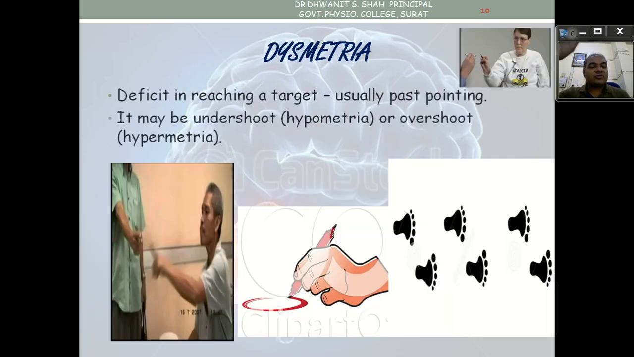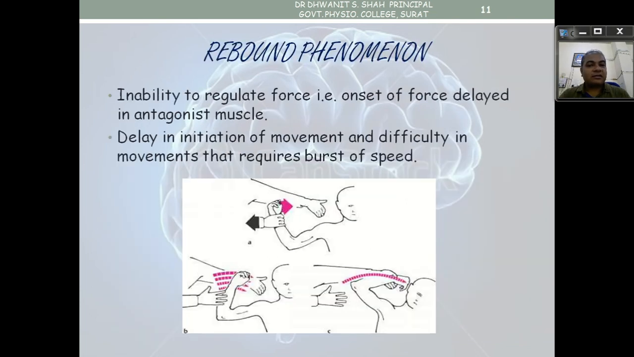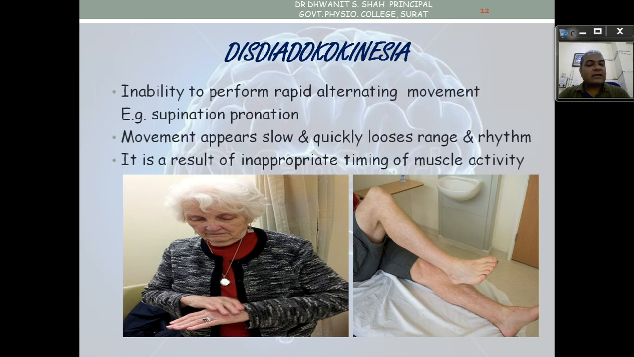We also check this for the upper limb and lower limb: pen to pen, hand to hand, finger to finger, making circles, overwriting, and stepping for the lower limb. It goes beyond the target. Rebound phenomenon also: the antagonist muscles are not able to contract on time, so there is agonist muscle overactivity. There is a difference in speed when initiating a movement and lastly stopping the movement, and it goes beyond the target.